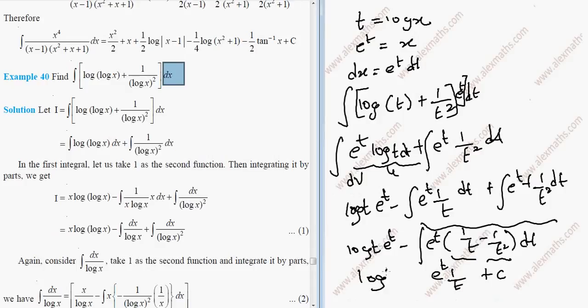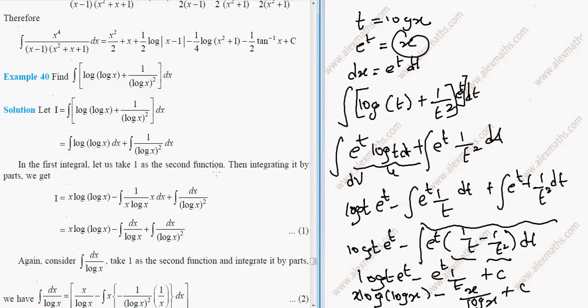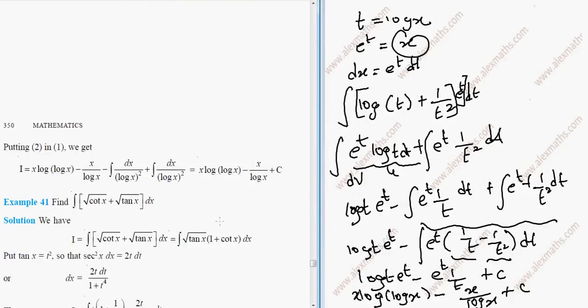So I finished it. Then after that, you have to replace all the t. This will become log of log x, and e power t is what? x. So put that x in front, minus x by log x, plus c. So we finished it in an easier way. So if you know the method, it is very easy to complete the problem.